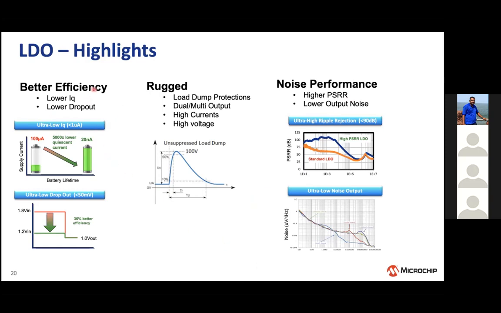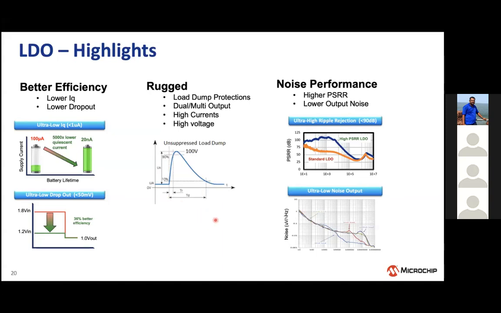As I said, LDOs themselves are not super efficient, but what we mean by a better efficient LDO is basically the one with lower quiescent current. Quiescent current is nothing but the current consumed by the device itself to operate, right? We are using an LDO to power up certain other devices, but the LDO itself will consume a certain amount of current. If it is super low, that is the best LDO that you can get, right? So Microchip has really cool low IQ as well as low dropout voltage LDOs.